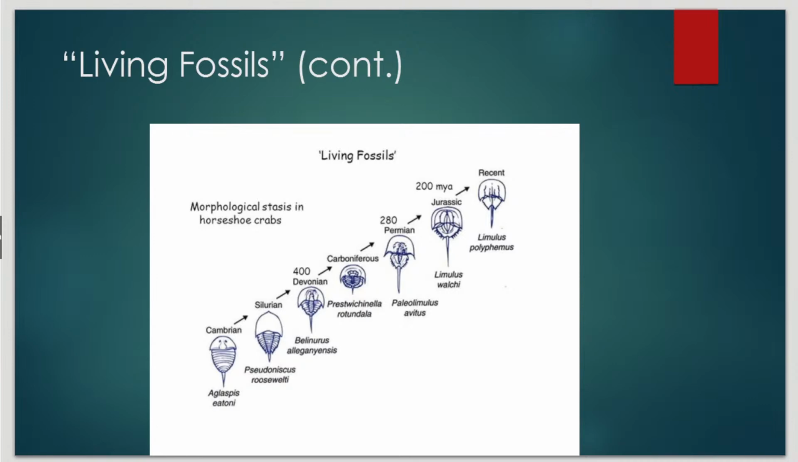There are only like 4 species of modern horseshoe crabs, and I think they all split about 70 million years ago, something like that. So they're probably like chronospecies. Who knows?